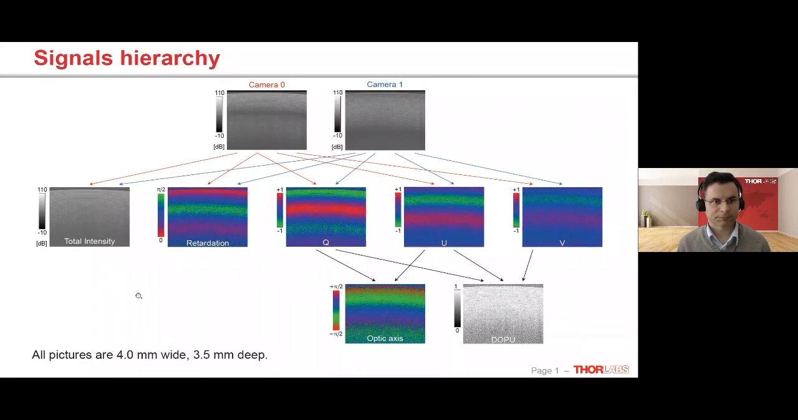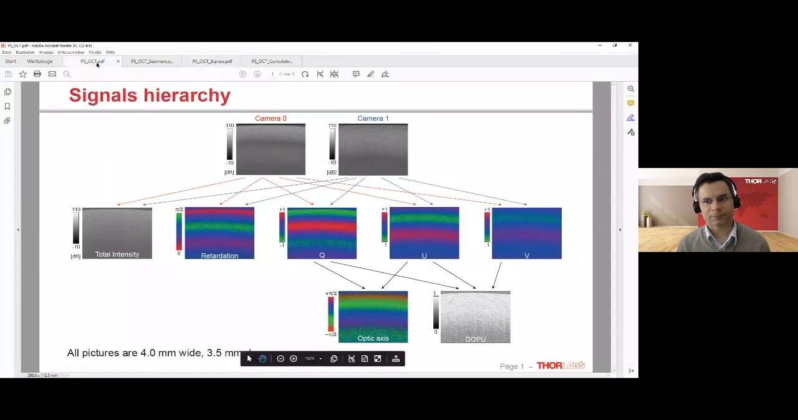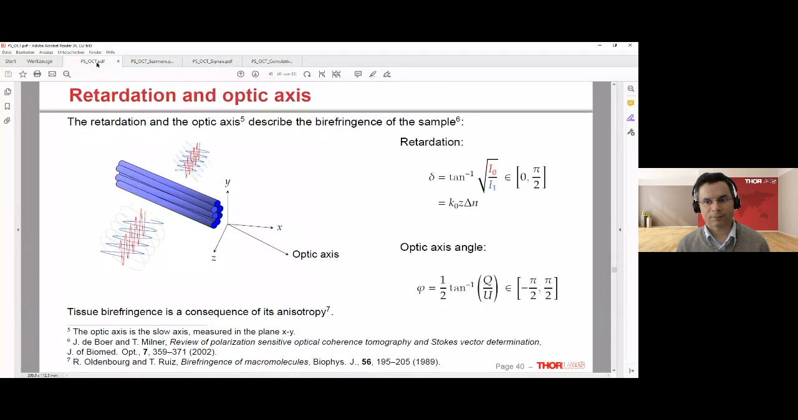The next question comes from Joy. The polycarbonate phantom birefringence is dependent on the amount of stretching. Is there any phantom that has inherent birefringence without stretching to calibrate the system with?